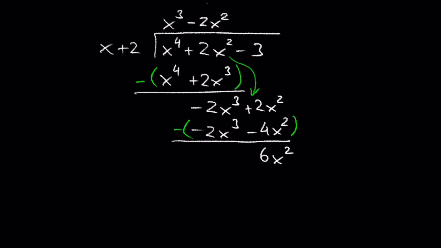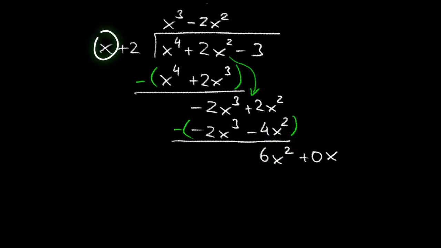Again, be careful here. Don't bring down the negative 3 here. In descending order, after x squared comes the x. How many x do we have here? 0. So bring down 0x.